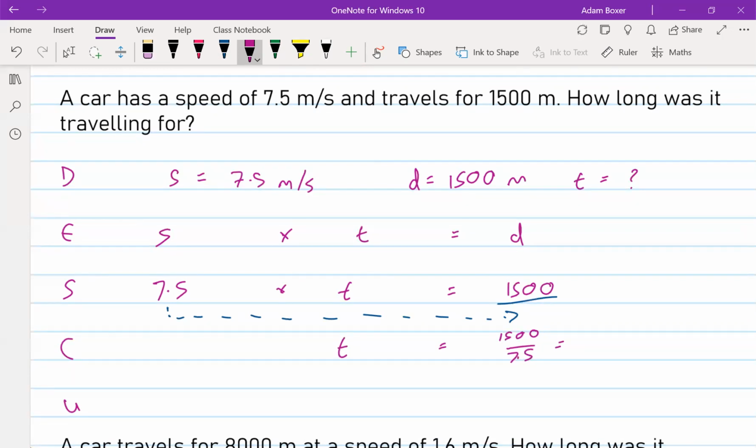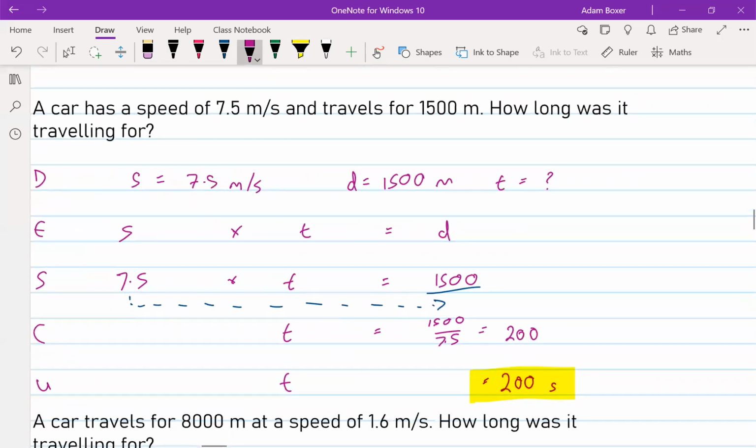Which should give us a nice answer of 200. And because it's a time, my unit is 200 seconds. If you got that right, top job. If you didn't get it right, I suspect it's probably because you did. Okay, so I tell you what we'll do is we'll do the common errors.